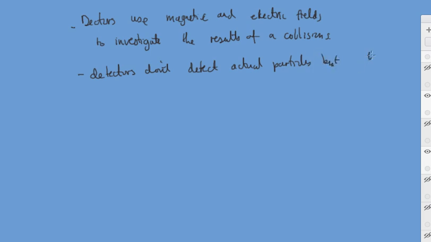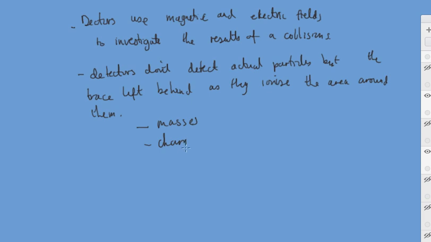But the trace left behind as they ionize the area around them. The paths followed by the ionization of the detectors give details of the masses and the charges of the different particles. So by looking at these tracks that are produced, scientists are able to deduce the mass and charges of different particles, and that's how they would find new particles.